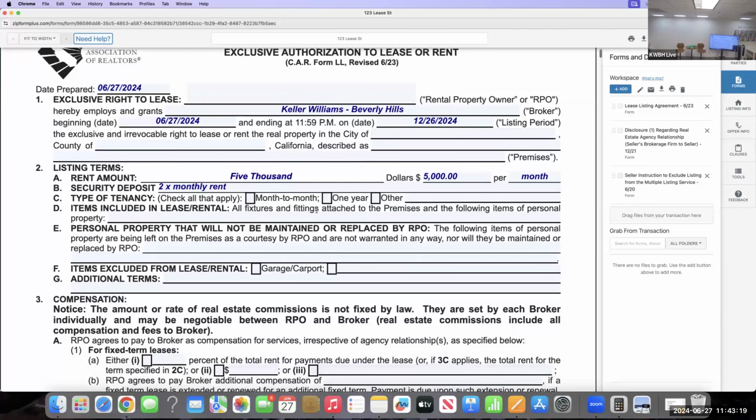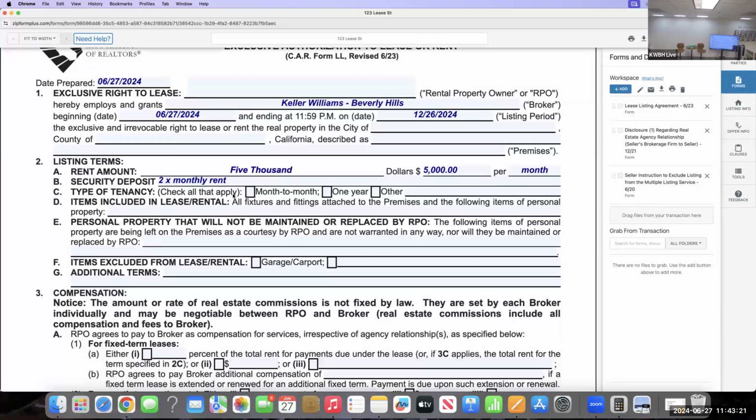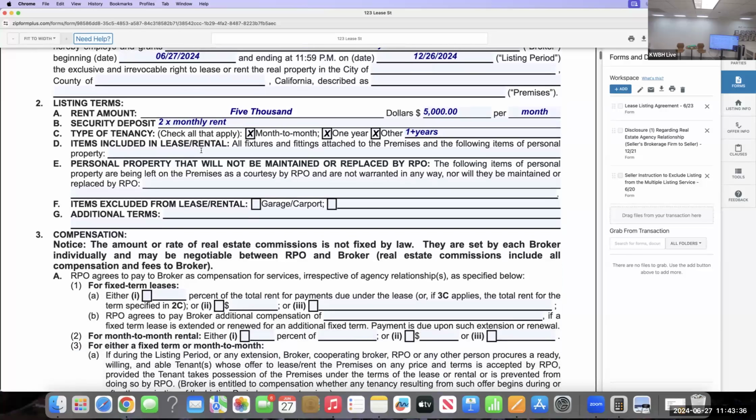All right, great. Type of tenancy, very important. What you're checking here, I would check all of them: month to month, 1 year, and then 1+ years. Oh, you check all that. I check everything, because if I don't check everything, I'm not getting paid. I make sure I check everything. Okay, what's included? What's not included? All right, so what's included in the lease? I'm not going to worry about that so much here as I will when it's time to actually do the lease. This is just the lease listing.